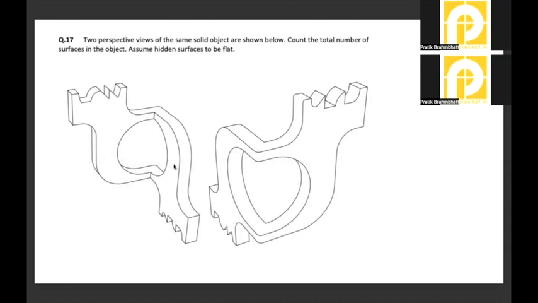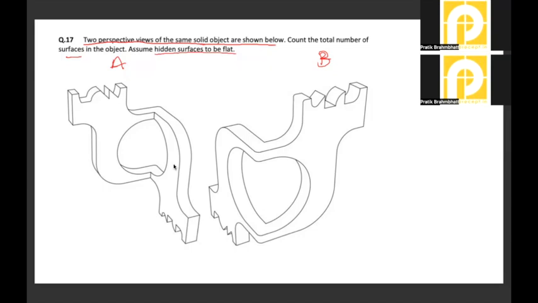Here, what you're given is two perspective views of the same object as shown here. There are two perspective views of the same object, view A and view B. You have to count the number of surfaces in the figure, in the object. You have to assume hidden surfaces to be flat.